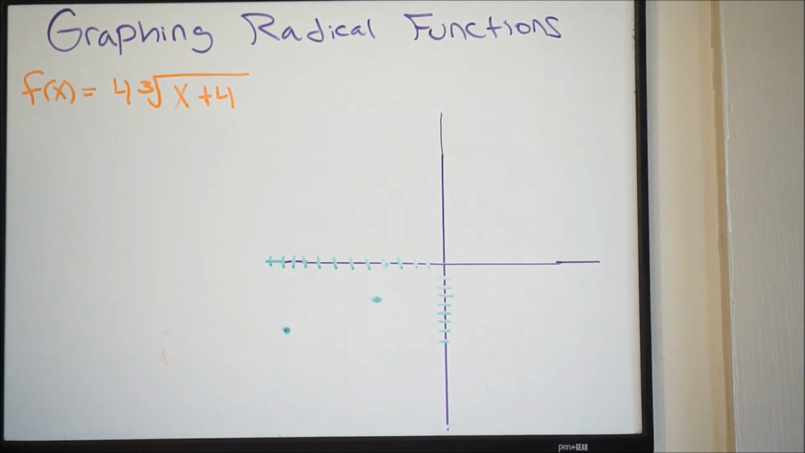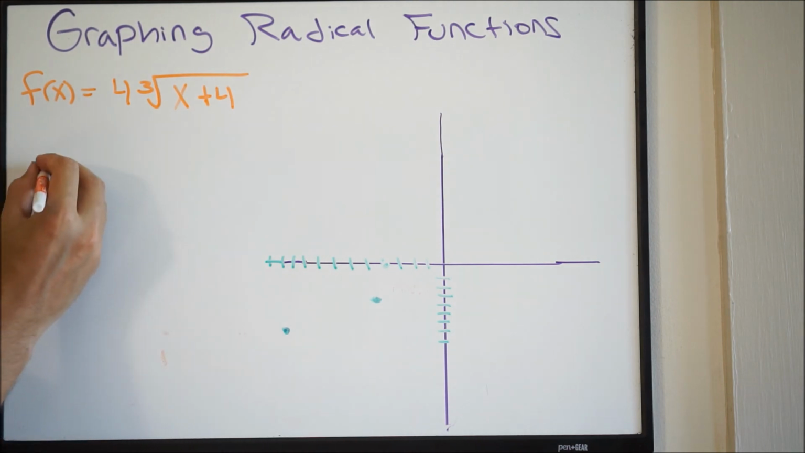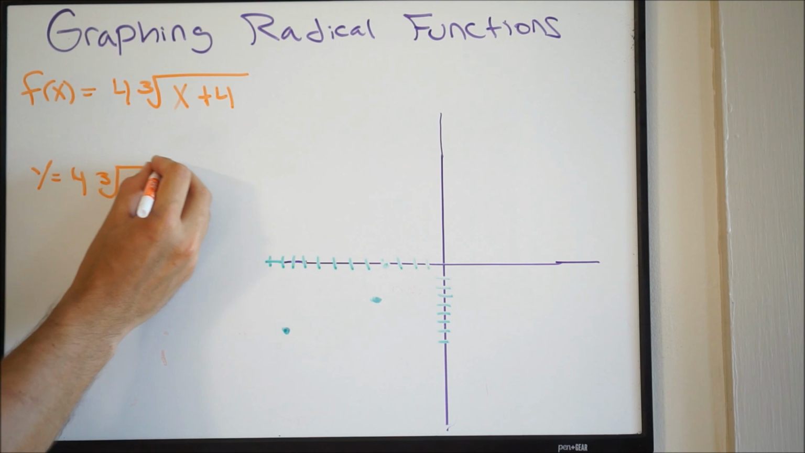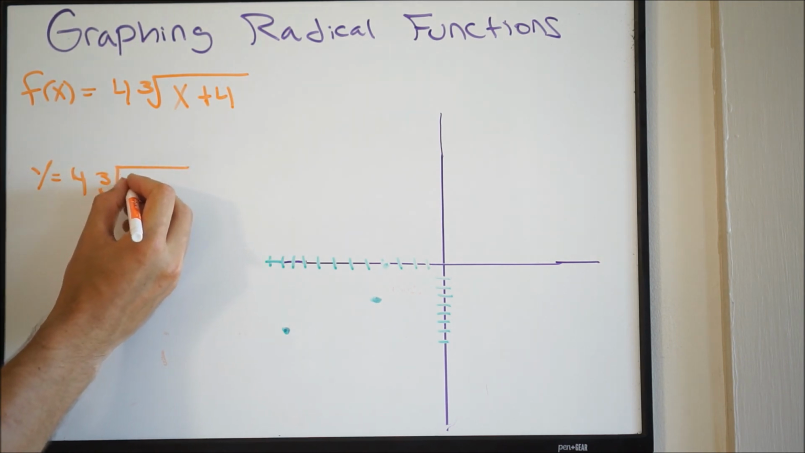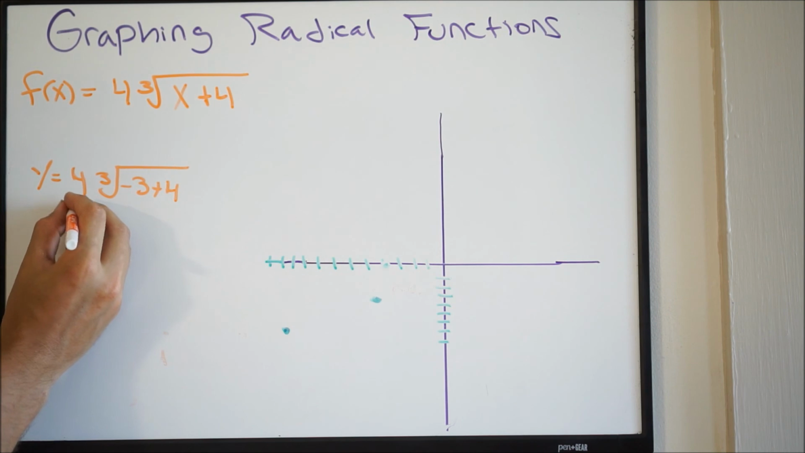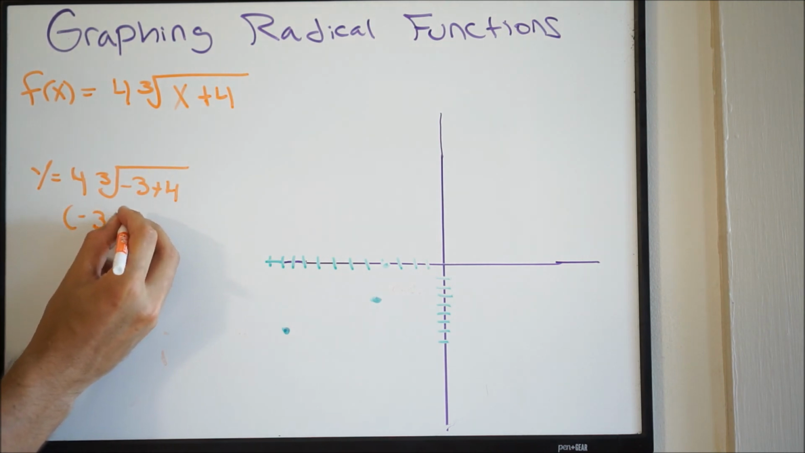All right. So the last value that we plugged in here was negative 4. So let's go ahead and plug in a negative 3 and see what happens. So we get y equals 4 times the cube root of, we said we're going to plug in a negative 3. So negative 3 plus 4 is going to be 1. Cube root of 1 is just 1. And then 1 times 4 is 4. So we plugged in a negative 3 and returned a 4.